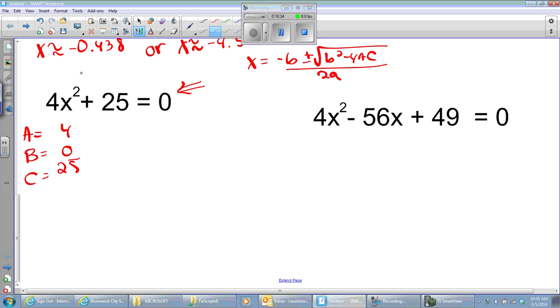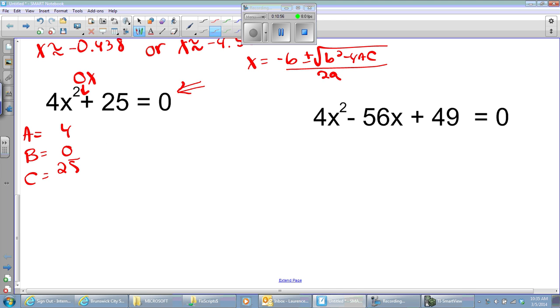Excuse me, ax plus by equals c. Well, it's ax squared plus bx plus c. There's no bx term here. There's no x term. It's 0 x's in here. All right, there's an x squared term, and that's a. The x term is b. The c term is the constant, the one without a variable.